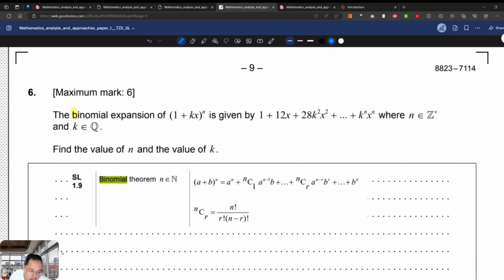1 plus kx, 1 plus kx to the power n. Firstly, the first term to the power n, the first term is 1. A is 1, and B is the whole thing, kx here. Okay, let me highlight it. The whole thing kx, including the sign, the symbol in front of it. If it's a negative symbol, we need to involve this negative symbol in the second term.